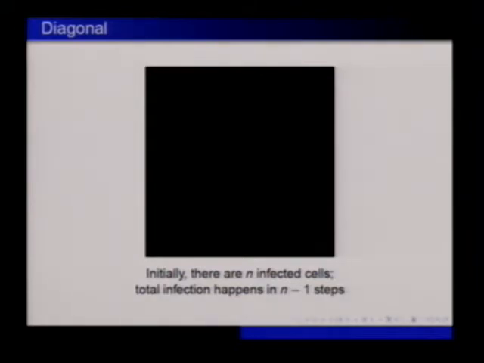What's happening here? Pardon? It's on strike.